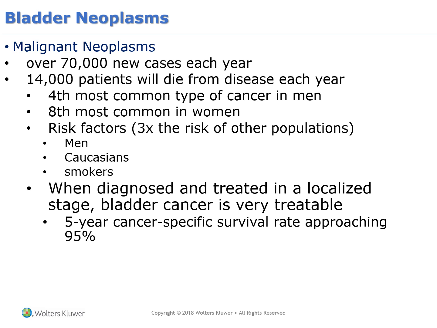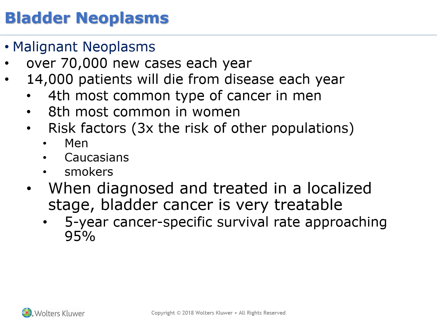Okay, now with malignant neoplasms, there's over 70,000 new cases each year. 14,000 patients will die of bladder malignancies each year. This is the 4th most common type of cancer in men and the 8th most common type of cancer in women. So the populations that are going to have the greatest risk factors, almost 3 times the risk of other populations, are going to be men, white people, and smokers. When diagnosed and treated in localized stage before it is able to metastasize, bladder cancer is very treatable. A 5-year cancer-specific survival rate approaching 95% if it's treated in a localized stage.